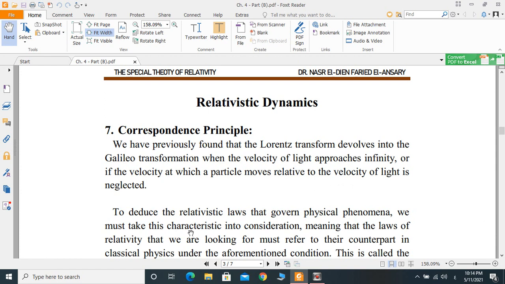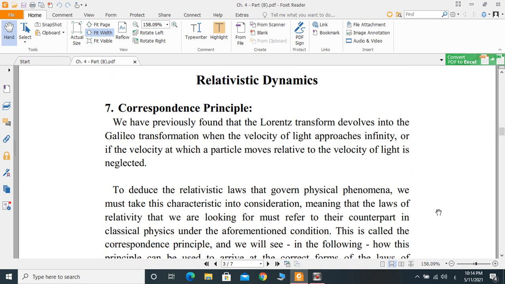We must take this characteristic into consideration, and this means that the laws of relativity that we are looking for must refer to their counterparts in classical physics, and this is called the correspondence principle.